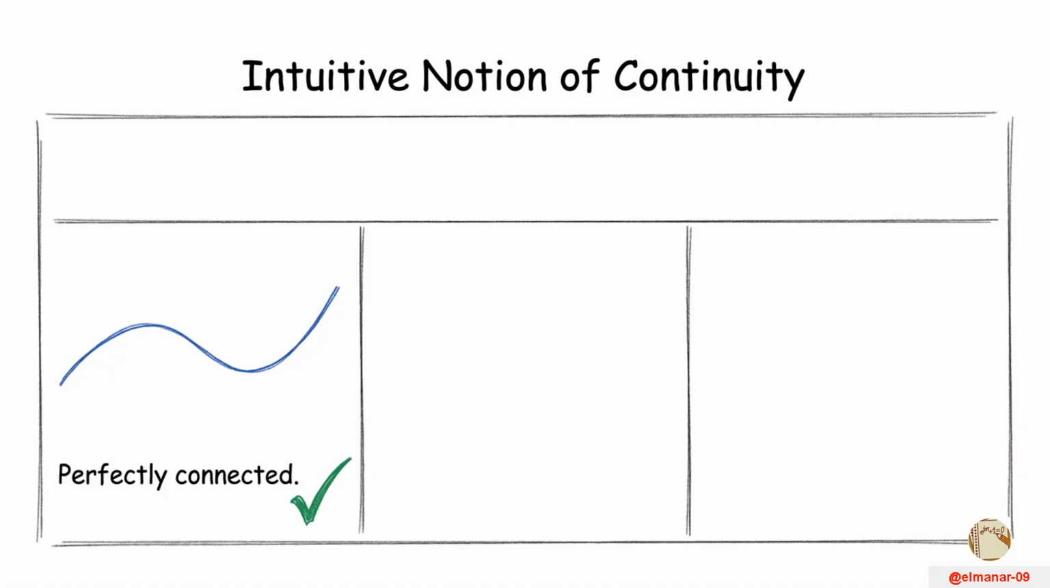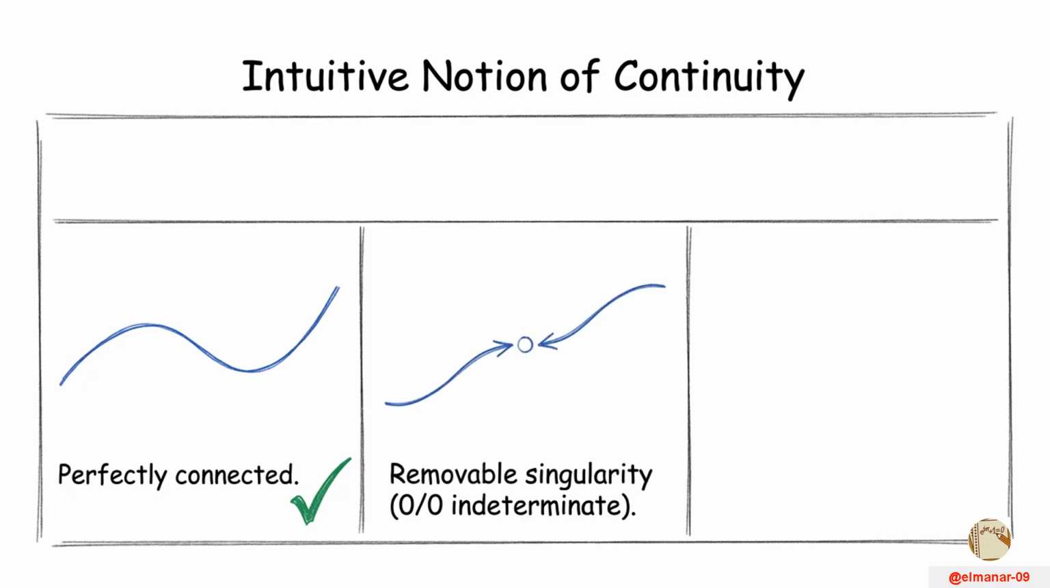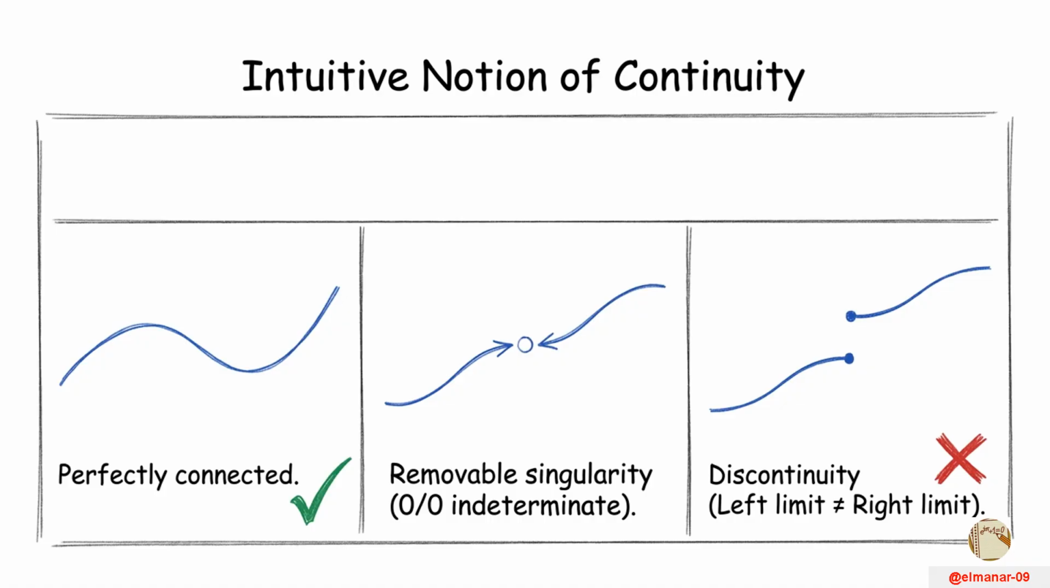However, mathematics requires us to be more precise. In the second box, we see a removable singularity. It looks like a tiny hole in the road, often caused by a 0 divided by 0 indeterminate form. The path is almost there, but one point is missing. Finally, the third box shows a discontinuity, or a jump. Here, the left limit does not meet the right limit at the same height. Your pen would have to jump to continue, so it's not continuous. Simple enough, right?